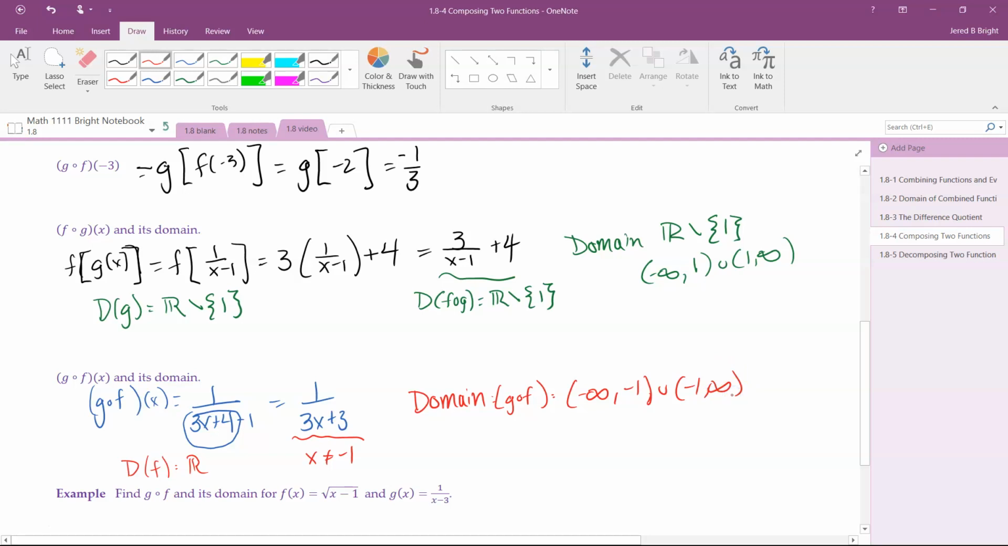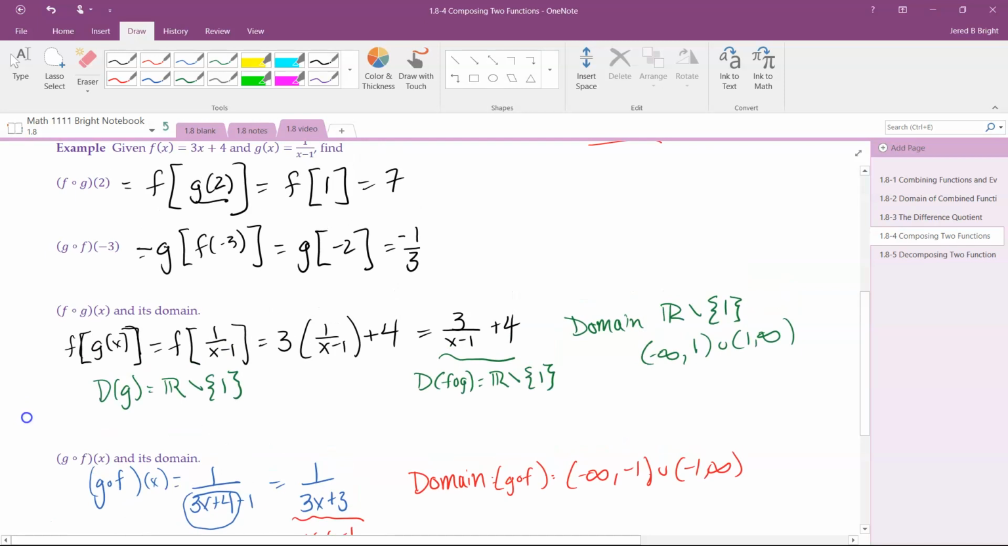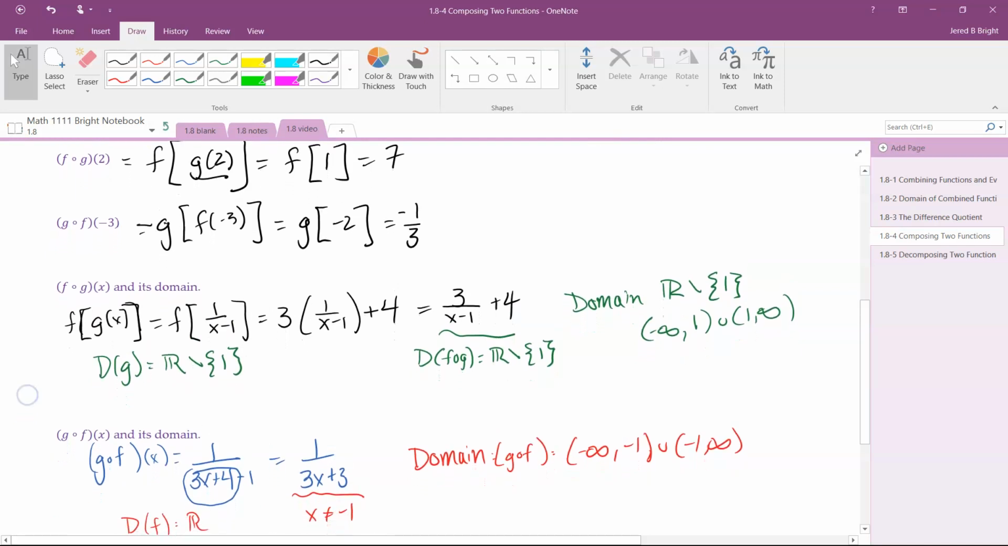Now, the reason I chose these two is that you might have been thinking that, oh, we have f of g, and that's going to be the same as g of f. No. The order is very, very important. And in general, these things are not equal. You could find instances where they're equal. That could happen.